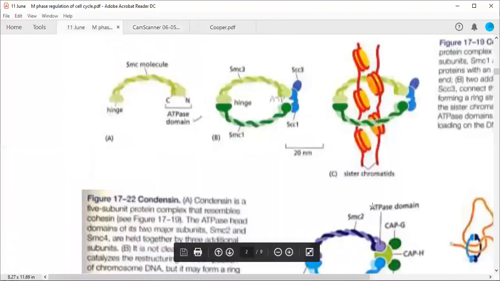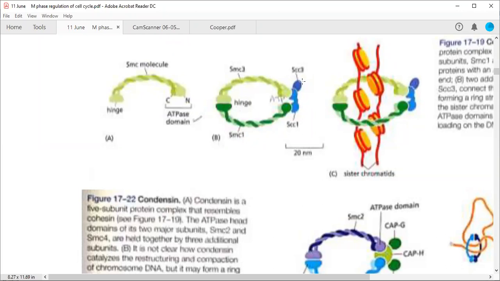Now see again, this SCC1 is this blue colored protein, and SCC3 is only a portion of this. So the major protein which is holding the ATPase domains together is SCC1. If this is broken down, your ring will open and the two sister chromatids will be segregated. Got this?